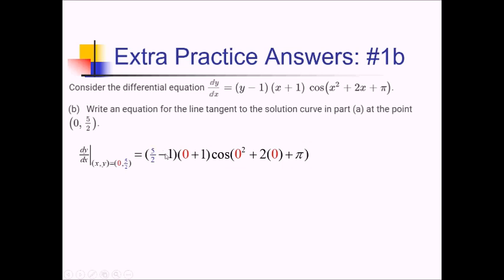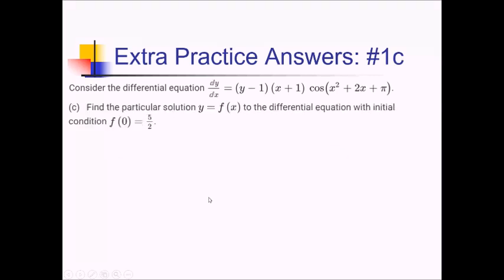So 5/2 minus 1, that's going to be 3/2. 0 plus 1 is just 1, so multiplying that by 3/2 still leaves us with 3/2. Next, this is going to be cosine of just pi. Cosine of pi we know is -1, so this comes out to -3/2. And now putting it all together, using my point-slope formula, I have y minus the y value 5/2 equals my slope that I just found of -3/2 times x minus the x value of 0. And this is enough.